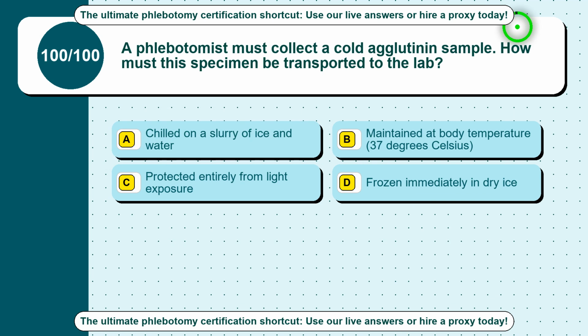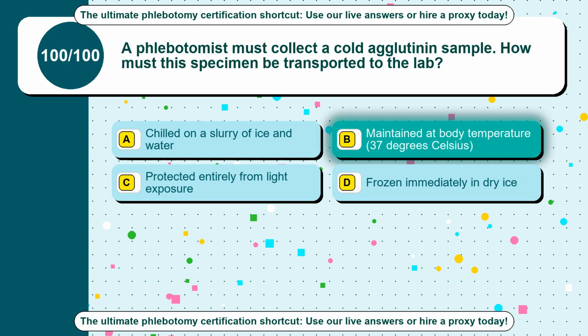Question 100. A phlebotomist must collect a cold agglutinin sample. How must this specimen be transported to the lab? Option A. Chilled on a slurry of ice and water. Option B. Maintained at body temperature, 37 degrees Celsius. Option C. Protected entirely from light exposure. Option D. Frozen immediately in dry ice. The correct answer is option B.